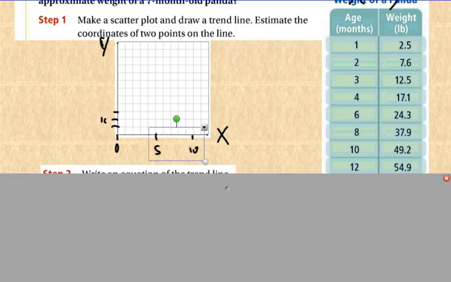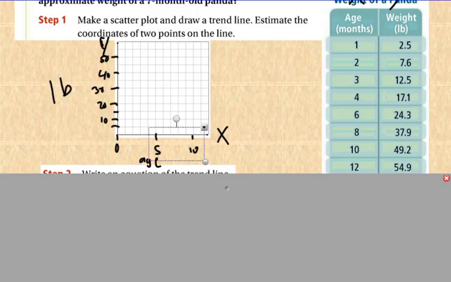So we're gonna do this would be 10, 20, 30, 40, 50, and it goes up to 60 then. Alright, so that would be the weight, the pounds, and this would be the age. And we are gonna graph those.